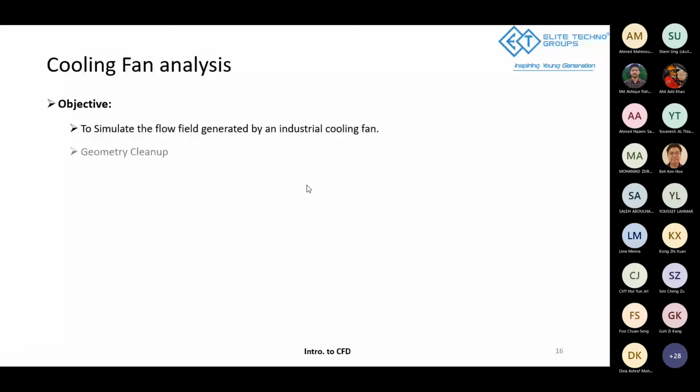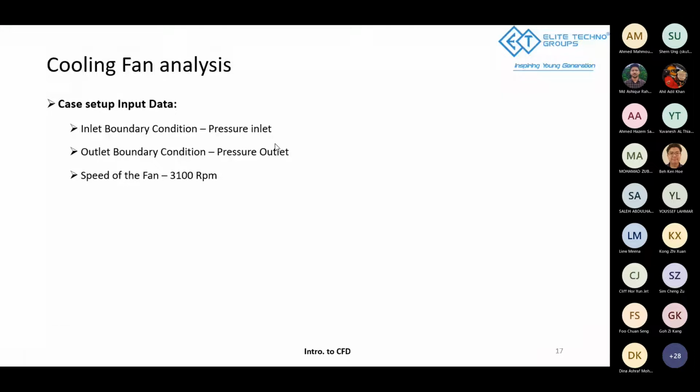For that, we would need to do some geometric cleanup. We would need to set up the flow field, we would need to solve, and we need to visualize the flow. There are different objectives that are required for our analysis. Now, for this analysis, we would need certain case input data. The primary data we need is the inlet boundary condition, which I'm going to keep as pressure inlet. The outlet boundary condition I'm also going to keep as pressure outlet. The speed of the fan is required here, which I would keep as 3,100 RPM.